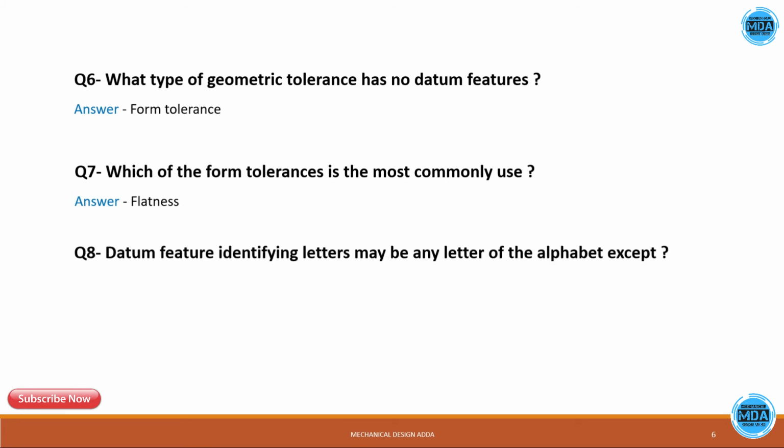The next question is, a datum feature identifying letter must be any letter of the alphabet except which ones? In GD&T for the datum feature we don't use I, O and Q, because if we use I, O and Q it will create confusion with 1 and 0. So because of that we don't use the letters I, O and Q for the datum feature.